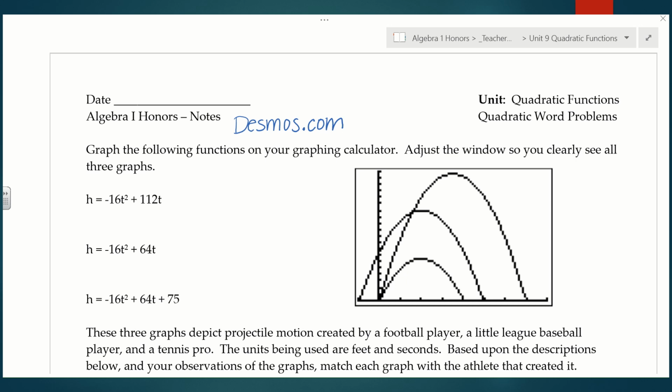If you have a second and you want to pause the video and play around with getting your 3 graphs onto a calculator and adjusting the window so that it looks just like the picture here, you're absolutely welcome to do that.